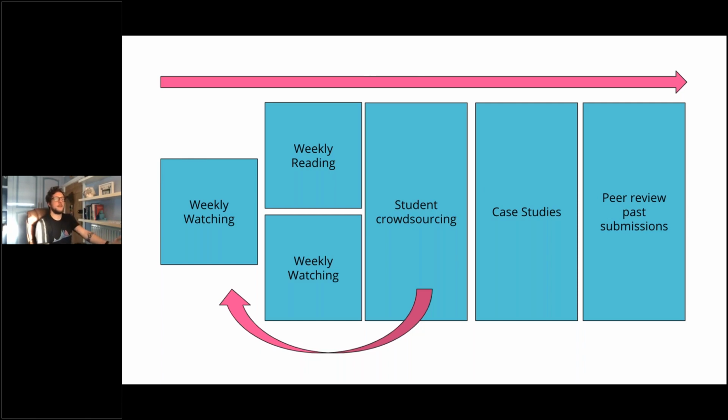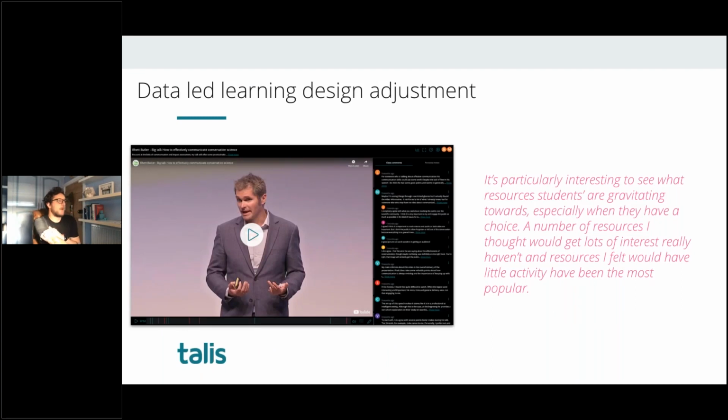And through the insight that Toby was gaining into which resources students had a preference for, or the patterns of activity, he then started uploading additional things, such as case studies that he'd written for diagnostic activity. And I think critically for me, assessment literacy tasks, building in specific activities so that students were peer reviewing past submissions or applications for ethics approval and that kind of thing. So the way that we described this during the teaching was data-led learning design adjustment.